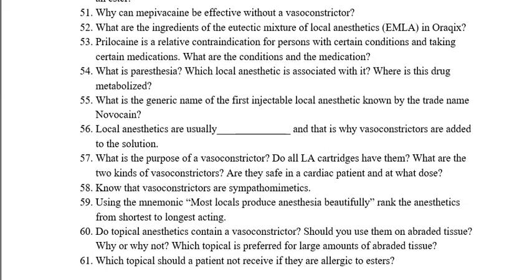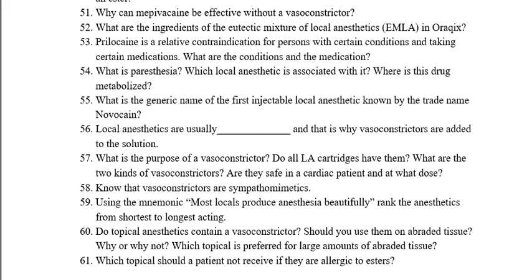Prilocaine is a relative contraindication for persons with certain conditions and taking certain medications. Okay, so prilocaine, if they have any kind of oxygen exchange disorder like a hypoxic disorder, if they've had a past history of methemoglobinemia, and if they're taking large quantities of Tylenol. For some reason, acetaminophen Tylenol in conjunction with prilocaine can bring on a methemoglobinemia response.